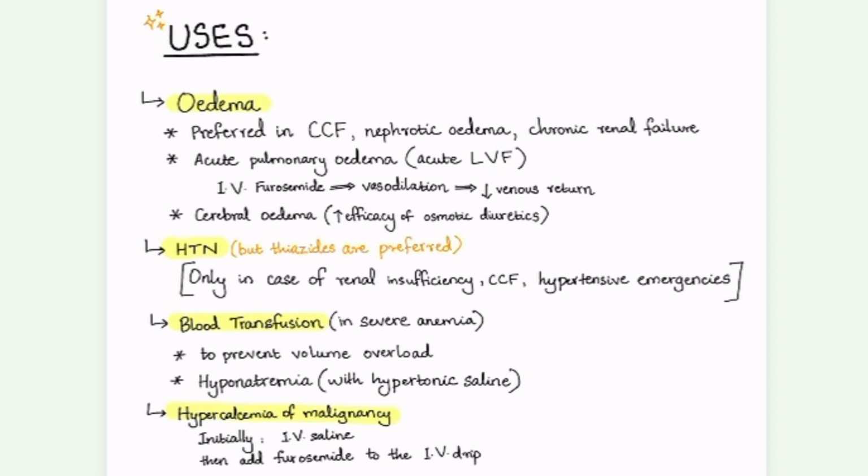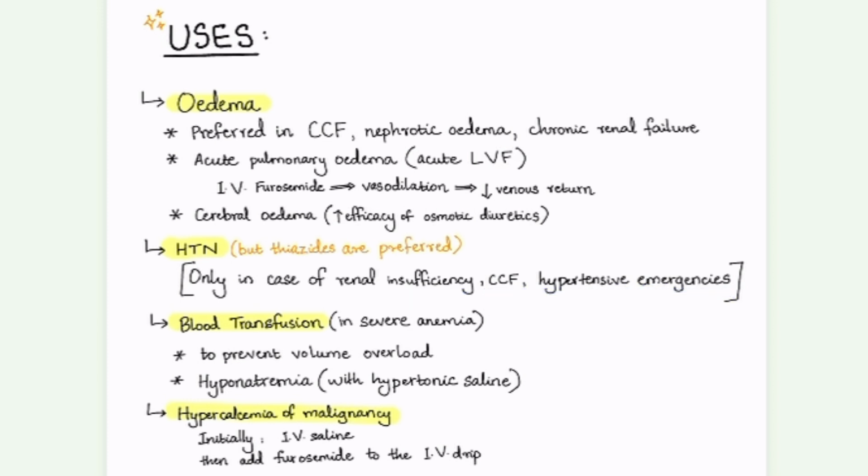Furosemide is also used in cerebral edema in order to increase the efficacy of osmotic diuretics. The next use is hypertension, but thiazide diuretics are preferred. Loop diuretics are used only in case of renal insufficiency, congestive cardiac failure and in hypertensive emergencies.